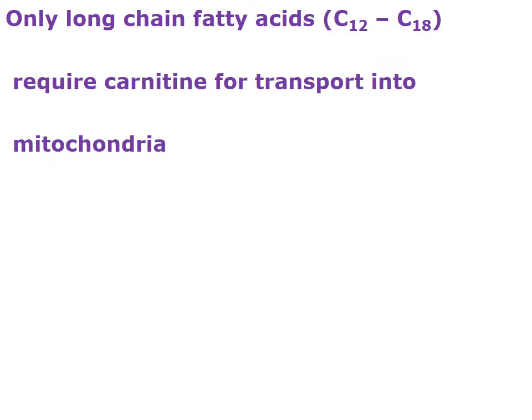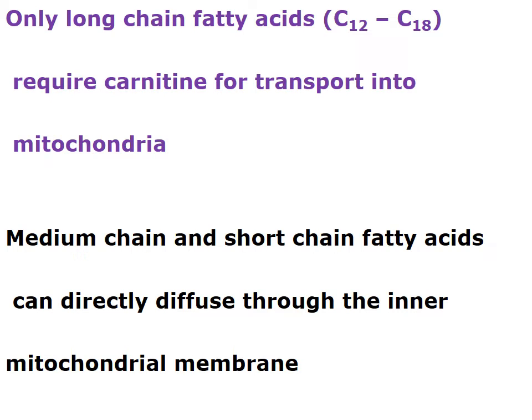Now, so what did I tell you? Only long chain fatty acids, that is chain length of 12 to 18, are called long chain. They require carnitine for the transport into the mitochondria. But I told you medium chain and short chain fatty acids can directly diffuse through the mitochondrial membrane.